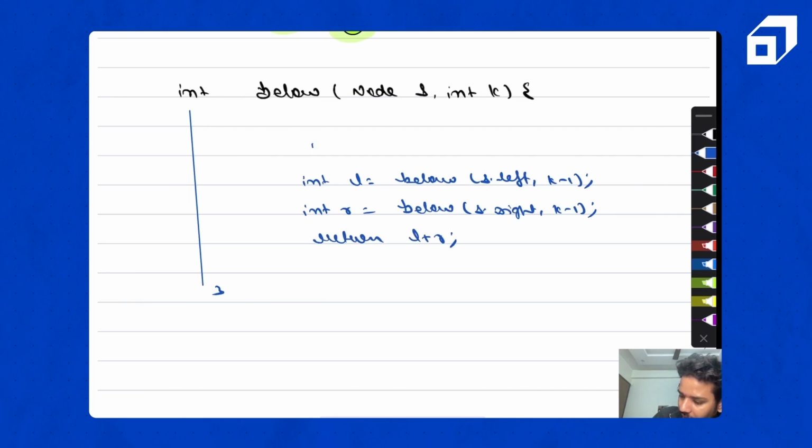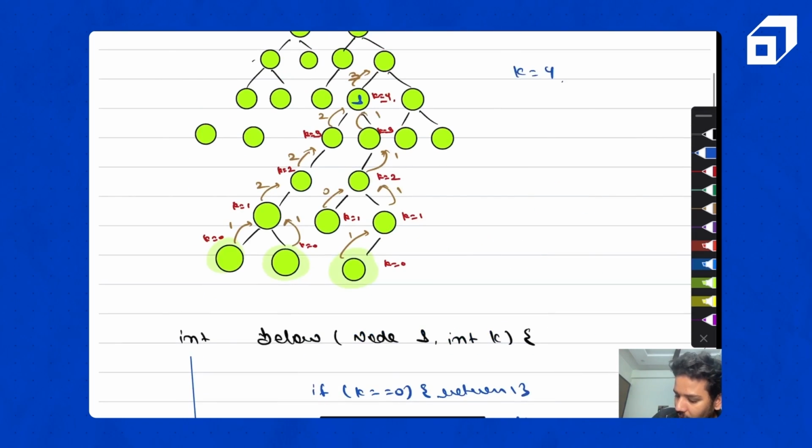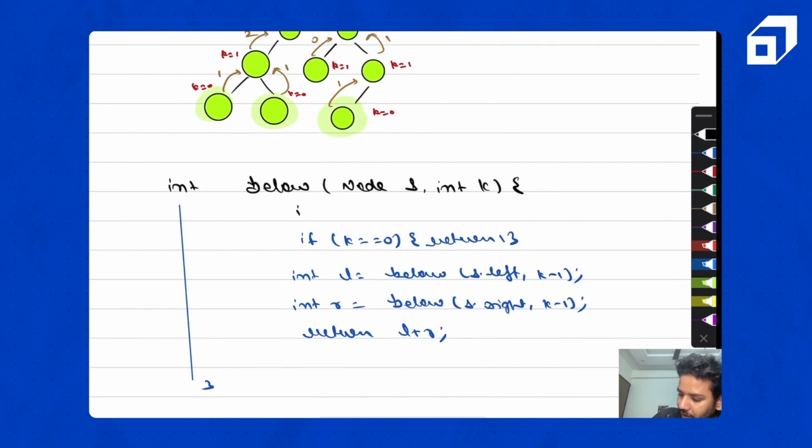When k becomes 0, it means what? I am at a valid node and you're talking about me, so I should return 1. I mean, when I am here and k is equal to 0, you should return 1. Although there should be a base case before that, that if node is equal to null, we have to return 0.